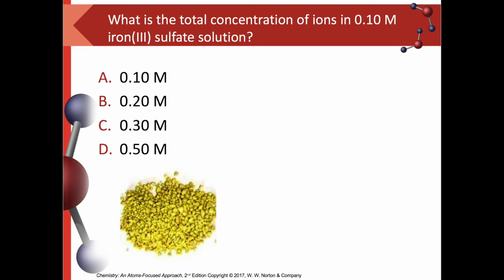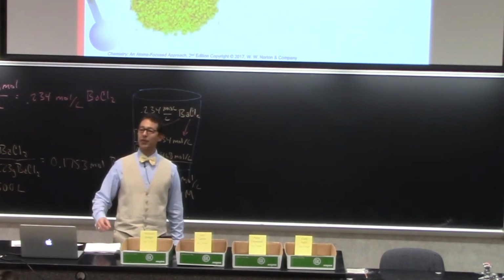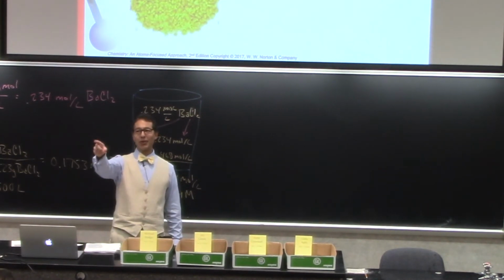So here, let's try an example. What is the total concentration of ions in a 0.1 molar iron 3 sulfate solution? So give this one a try. You're going to have to write the formula for iron 3 sulfate. Iron 3 sulfate, you had this. Talk me through, how'd you do this?